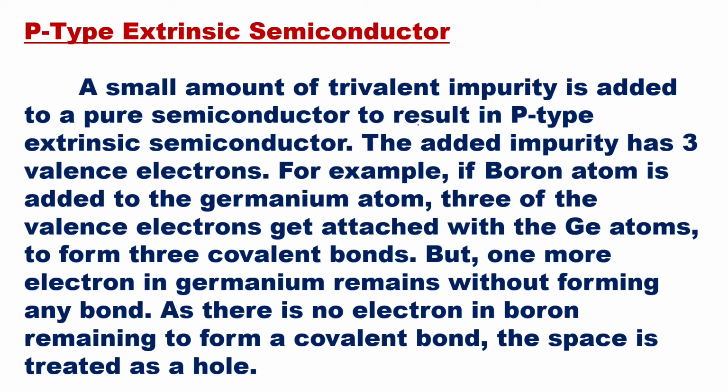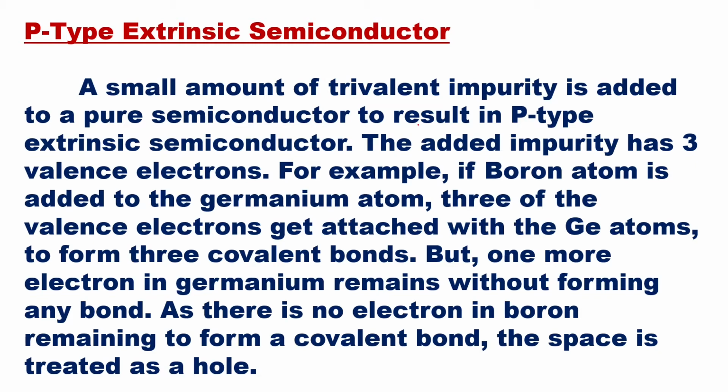Then we'll go to see P-type extrinsic semiconductor. Now here, the impurity which we are going to add will be trivalent. Okay. A small amount of trivalent impurity is added to a pure semiconductor to result in P-type extrinsic semiconductor. The added impurity has 3 valence electrons.